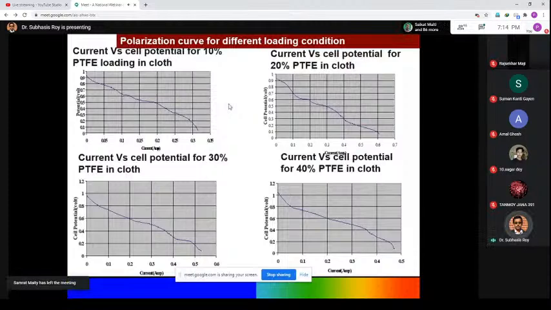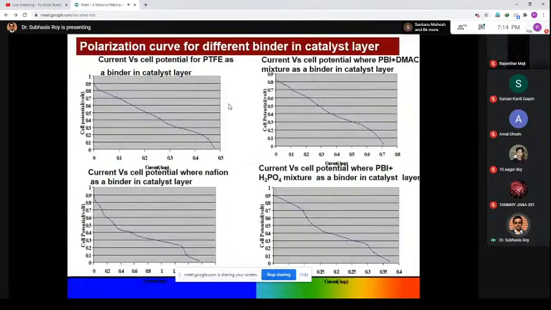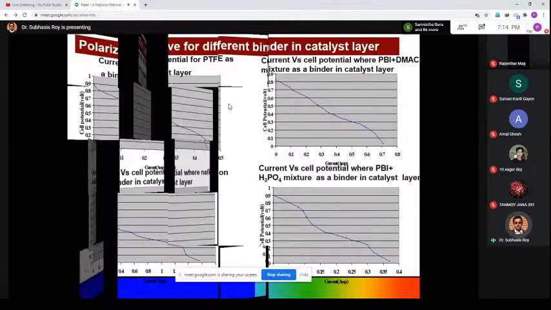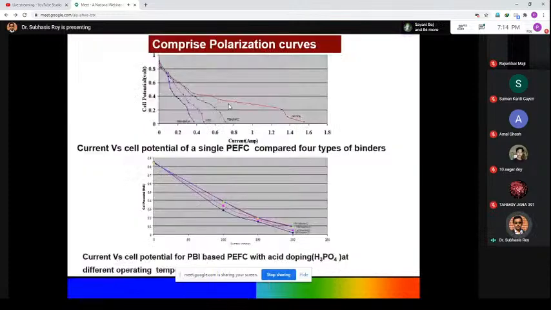And this is the cloth performance, which shows the high hydrophobic property of the material. And finally, the binder is very useful because it reduces the pores and improves the interaction between the diffusion and contact layers of the materials. Then here we take the performance with the C4 type of working electrode, which is acid doped with H3PO4 and PBI.